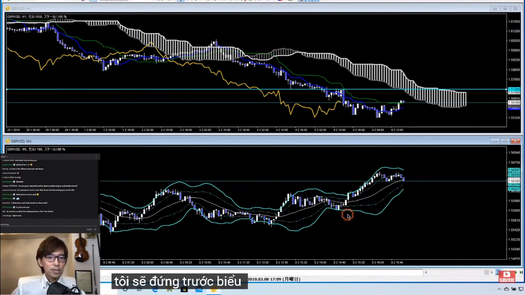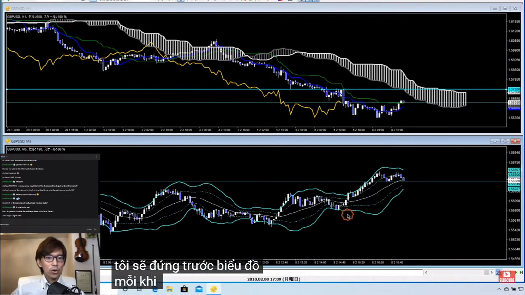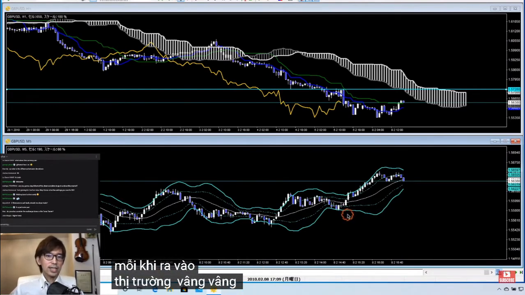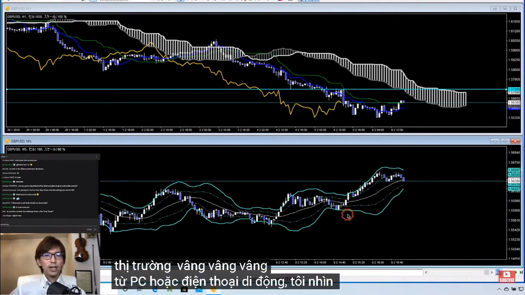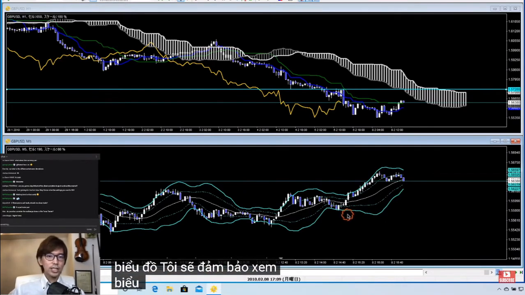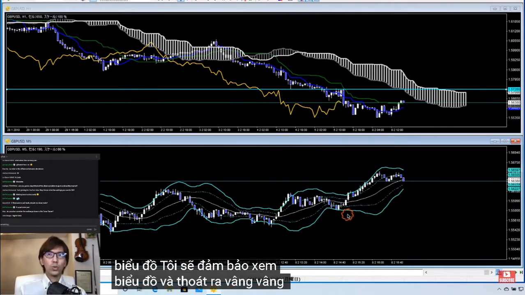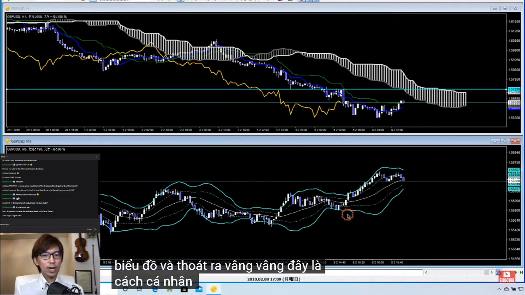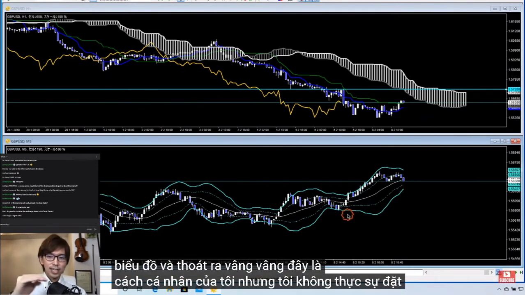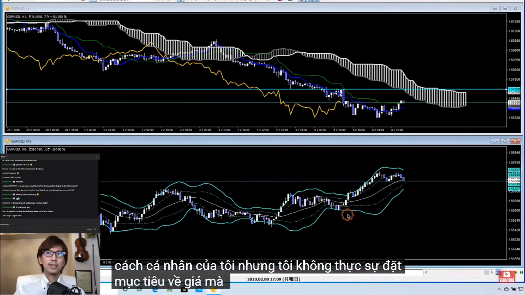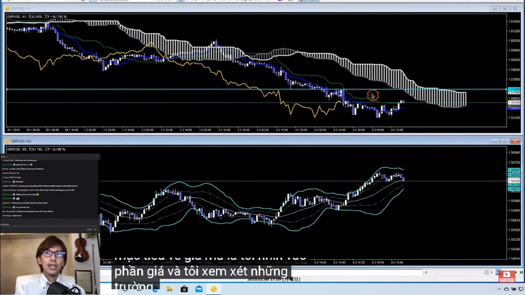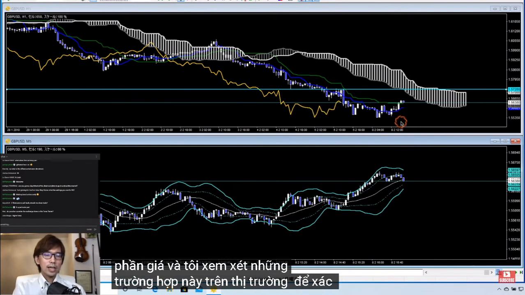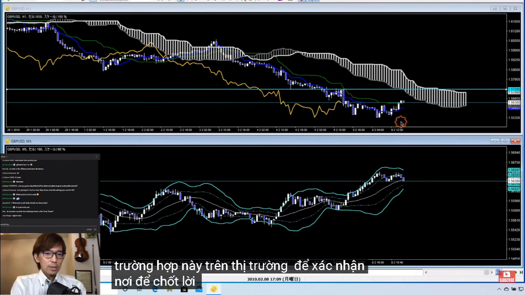I'm going to stay in front of the chart every time I go in and out of the market. Either from PC or mobile, I make sure to look at the chart and exit. So this is my personal way, but I don't really set the target in price. Rather, I look at the price action and these circumstances in the market and confirm where to take that profit or loss.